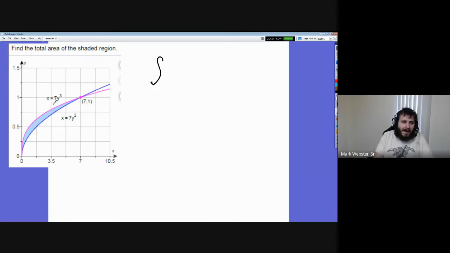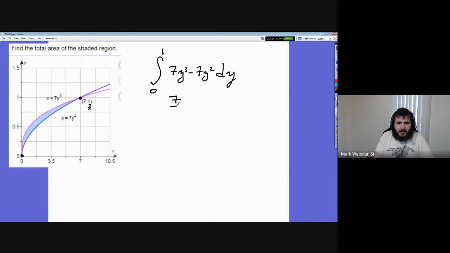So we're integrating over Y from the bottom to the top, right? From 7y squared to 7y cubed. So top minus bottom. And what are we going from? Well, since it's in terms of y, let's look at the y values. From 0, so the y value of 0, to the y value of 1. And instead of dx, since we're working with y, it'll just be dy. Very easy.